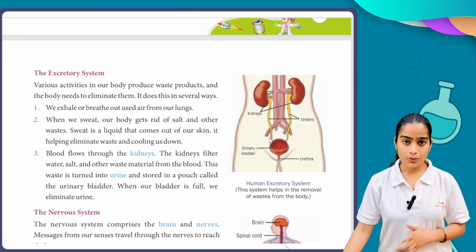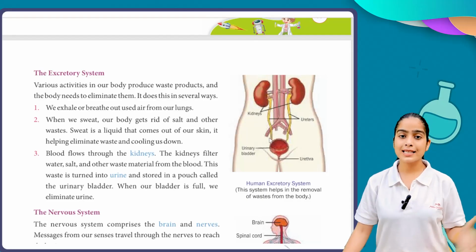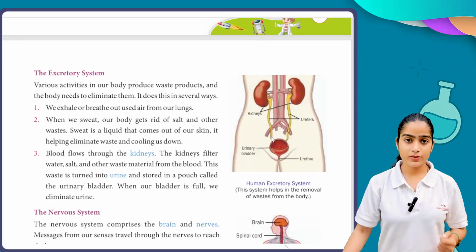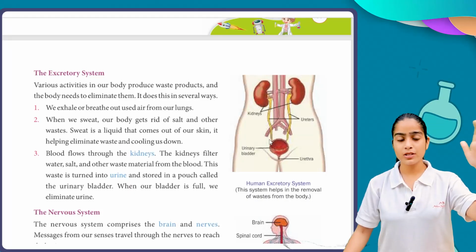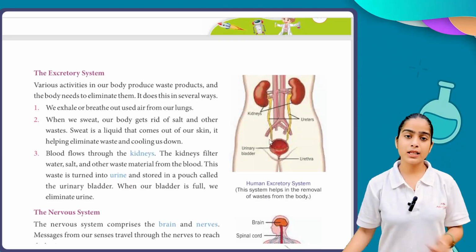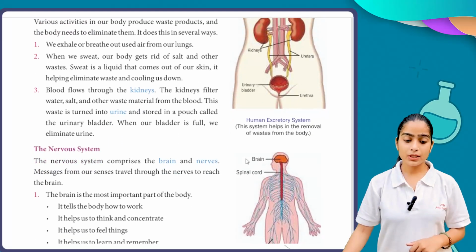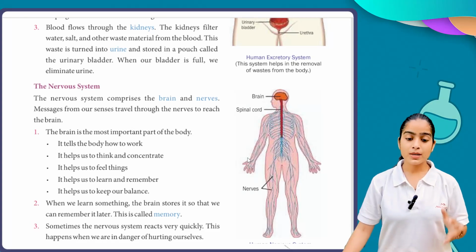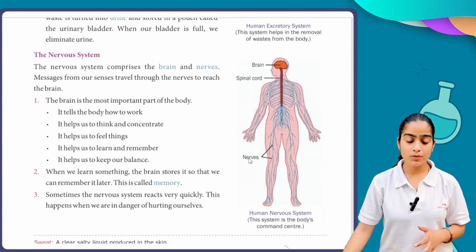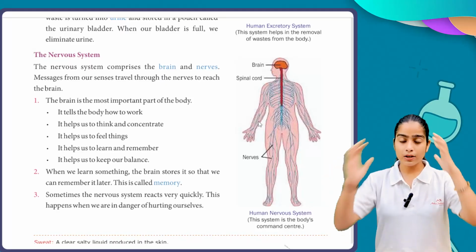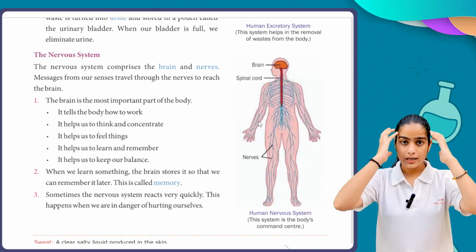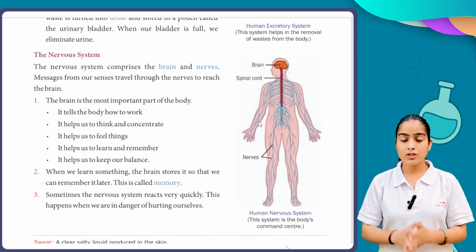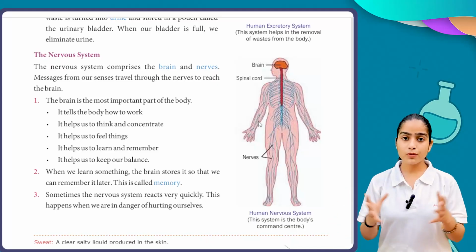Okay, so it means our body helps us to excrete waste products from our body with the help of the excretory system, with the help of our exhalation process, with the help of the sweating process, and with the help of urine. Okay, next we have the nervous system. The nervous system comprises the brain and nerves. Messages from our senses travel through the nerves to reach the brain. The nerves which are connected to your brain help us to take messages from different parts of the body to the brain.